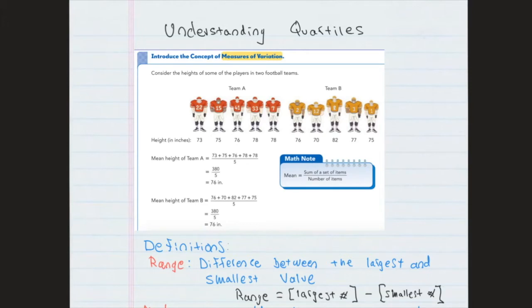If we take a look at Team B, you have one player who is 82 inches tall, which is huge. So this player is much taller than the mean, which is 76 inches. That means that he's not necessarily an outlier, but he kind of carries the height of that team. If you were to remove this player, then 70 is going to be carrying it really down.